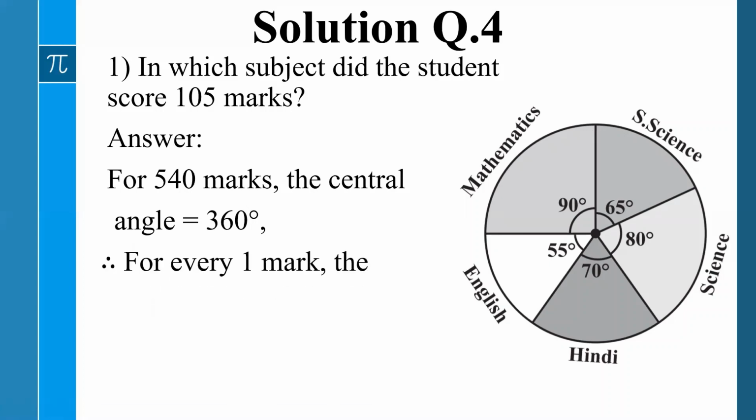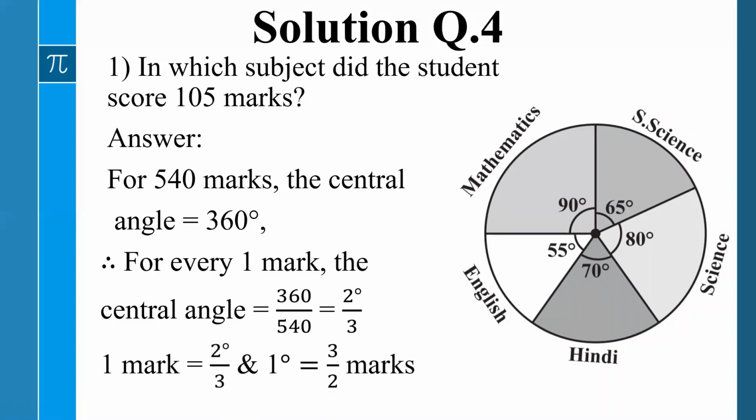So for every 1 mark, the central angle is equal to 360 divided by 540. So it is equal to 2 upon 3. So 1 mark is equal to 2 upon 3 degree, and for 1 degree it will be 3 upon 2 marks. This second one, 1 degree is equal to 3 upon 2 marks. Obviously we are taking the reciprocal. So let's see the solution. Here you have 1 mark is equal to 2 upon 3 degree.